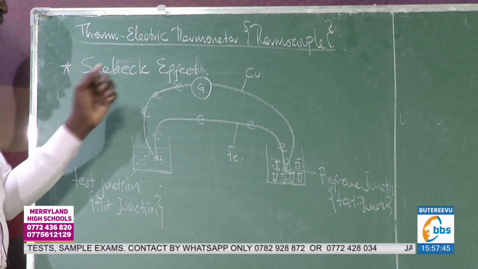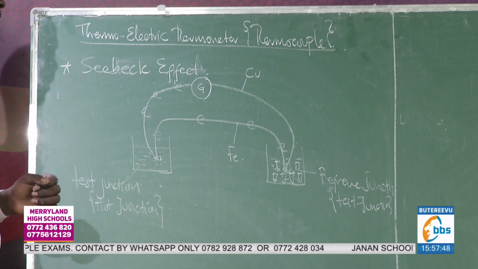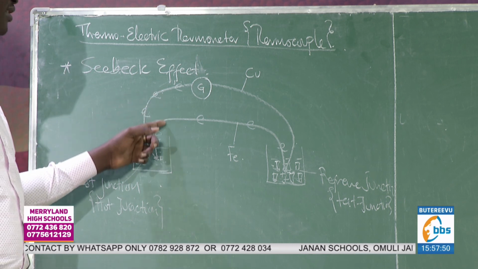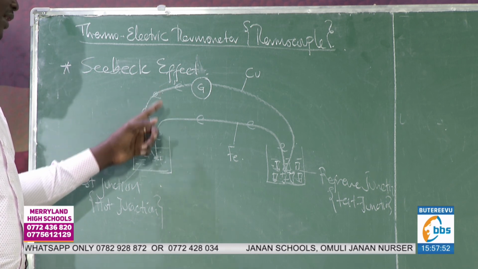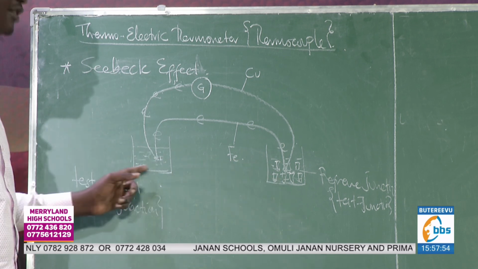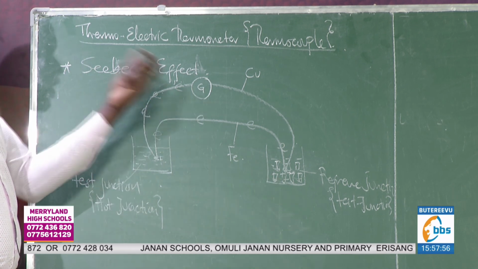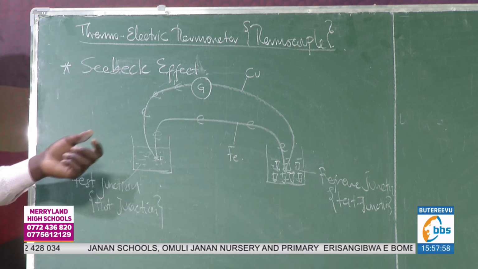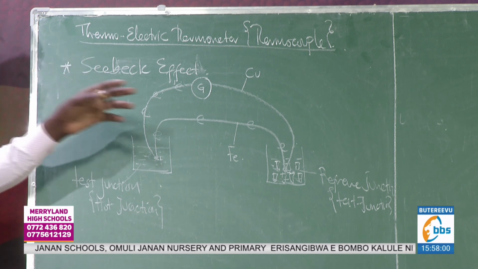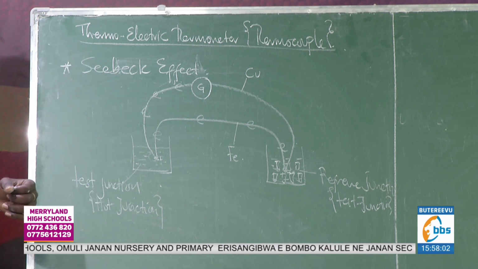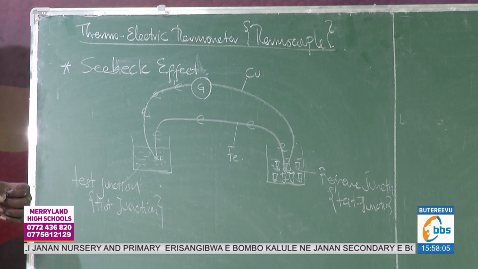Now, these values are usually small. Why? Depending on the nature of the materials that we have used, number two, their thickness, and then also the temperature difference. That is why we use a very sensitive reading instrument, which is usually the galvanometer, in order to try and establish the value of those potential drops.